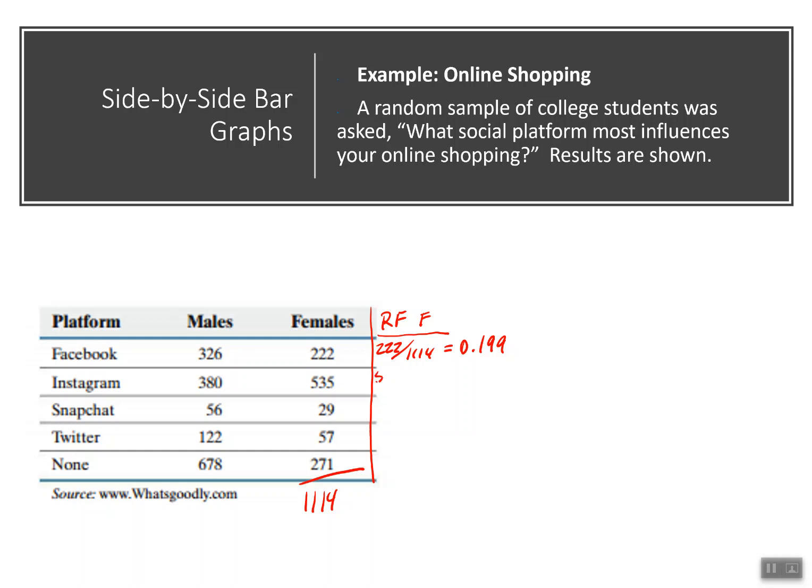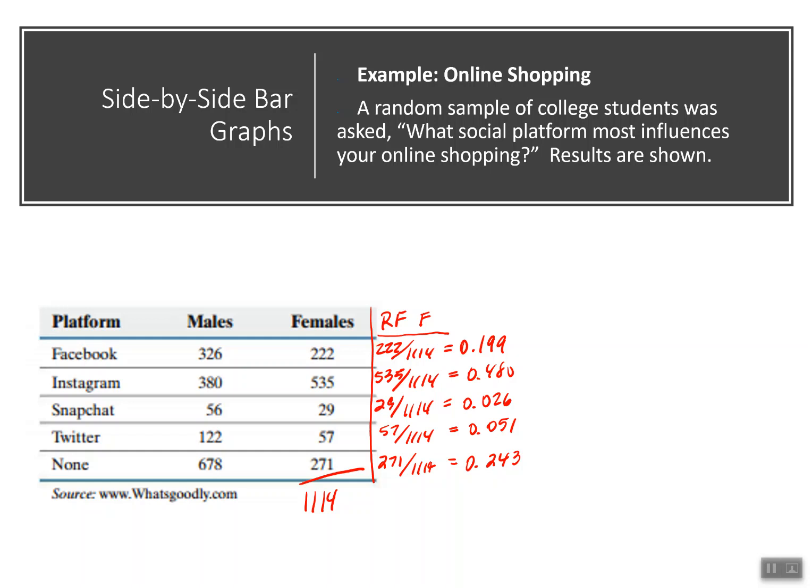So for Instagram, I get 535 divided by 1114, which would be 0.480. 29 divided by 1114, which is going to be 0.026. 57 divided by 1114, which is 0.051. And finally, 271 divided by the 1114, which is going to be 0.243. So relative frequency is telling me the proportion of females that answered each category.